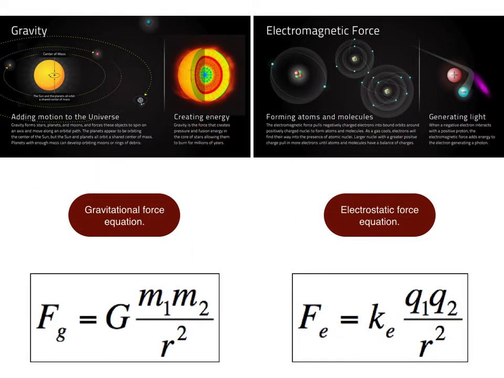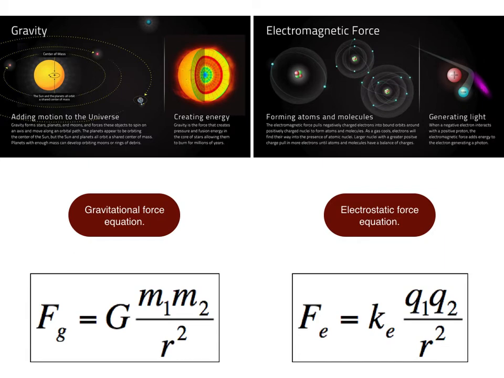Observe the similarity between both force equations. The gravitational force equation is dependent upon the two masses and inversely dependent upon the radius between the two objects squared. The electrostatic force equation is dependent upon the two charges and inversely dependent upon the radius between the two objects squared. The only factor that is substantially different are the constants and the units for mass and charge.